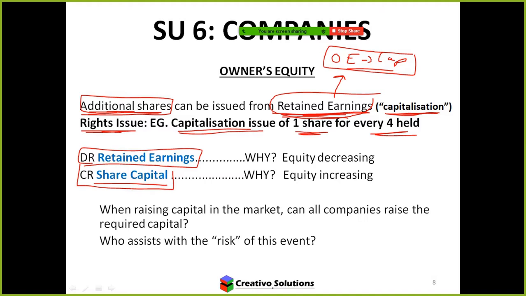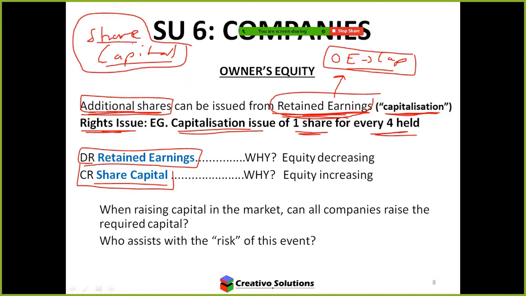Does that make sense? Could you just go over it again, please? Okay, what is capital? Capital is money that the owner has, the owner's entitlement. Do you agree? Yes. If it's share capital, it's still capital, right? Yes. So how would you increase or show more capital? You would have to credit the share capital. Okay, I'm issuing shares from retained earnings, meaning I'm giving existing shareholders more equity in the company based on our retained earnings. So will the retained earnings go up or down? Down.